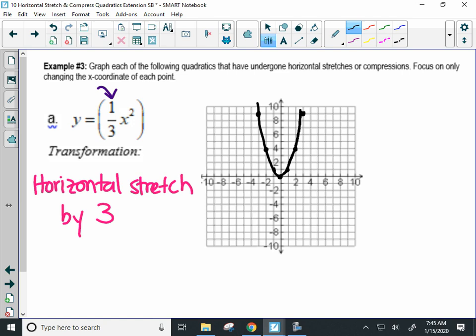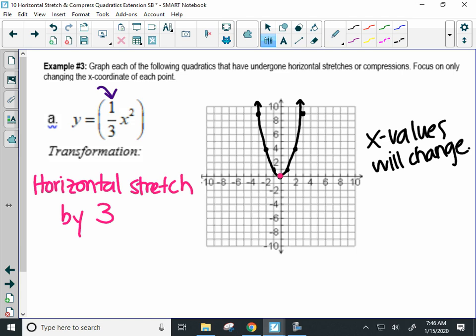Now, when we did vertical stretch, the vertical stretch affected the y values because y is going up and down vertically. Horizontal stretch affects the x values. So our x values will change this time, and the y values will stay the same. So the origin is going to stay the same because it's 0, 0. When you multiply by 3, the zeros don't change.